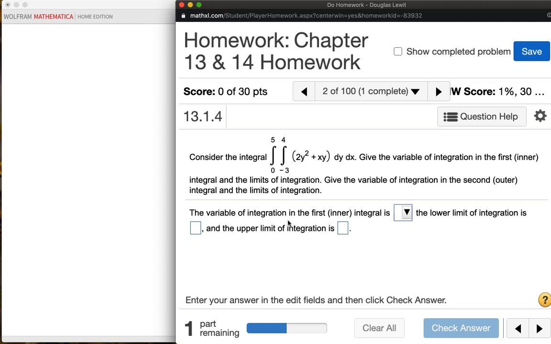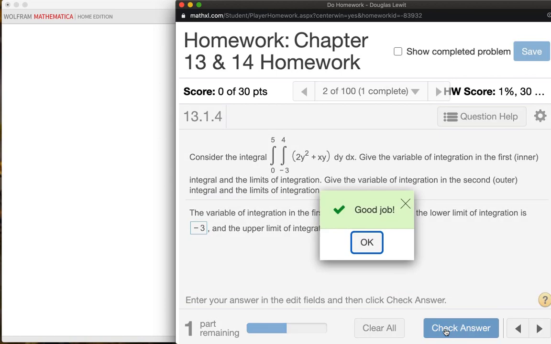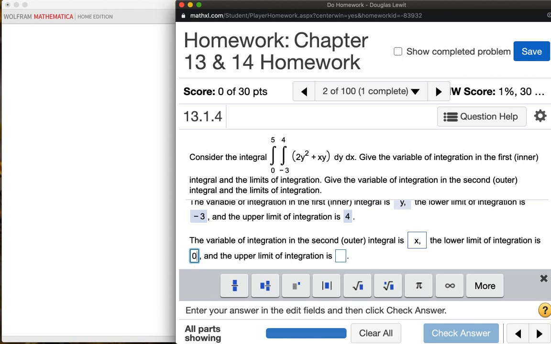The variable of integration in the first or inner integral is y. The lower limit of integration is -3, and the upper limit of integration is 4. The variable of integration in the second or outer integral is x, and the lower limit of integration is 0 and the upper is 5. And by the way, these can be reversed.